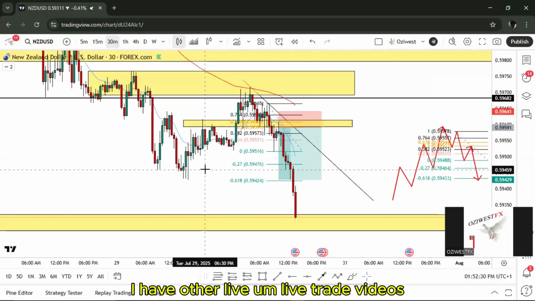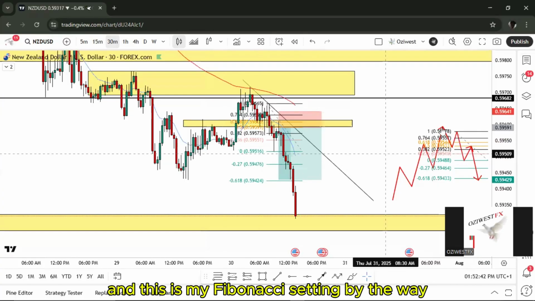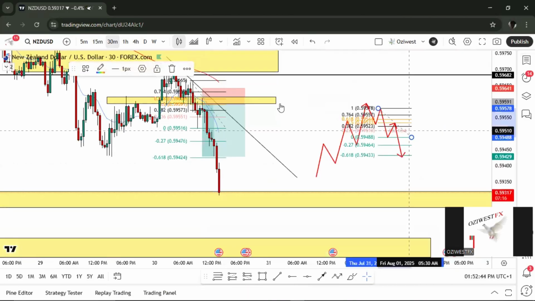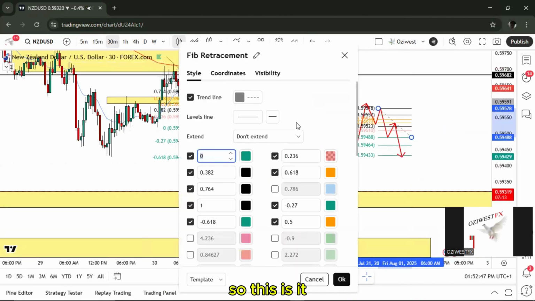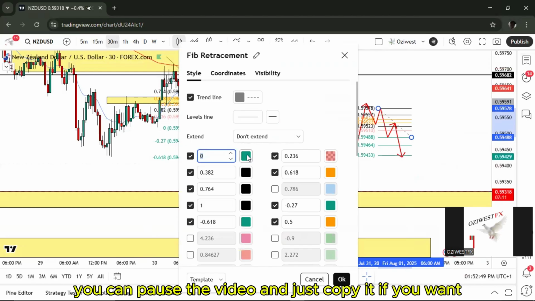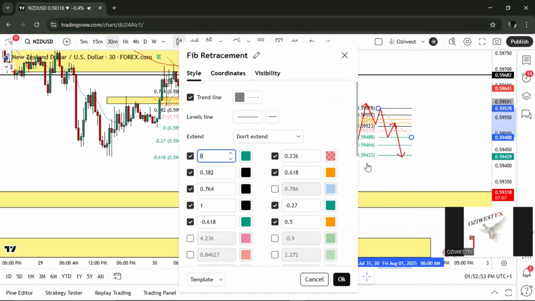I have other live trade videos posted on this particular YouTube channel. You guys can check them out. So I was trading live using the Fibonacci and all of that. And this is my Fibonacci setting, by the way. So this is it. You can pause the video and just copy it if you want. So yeah.